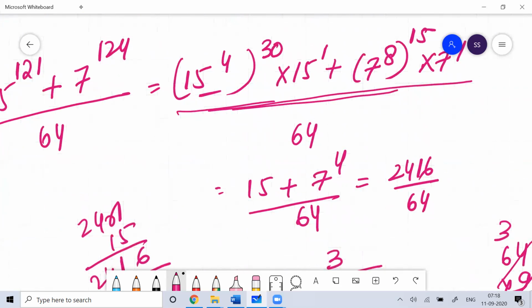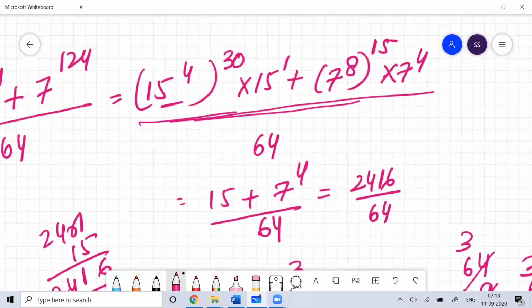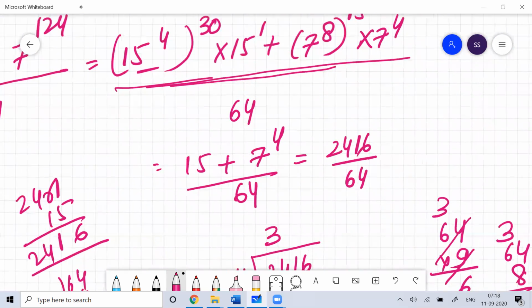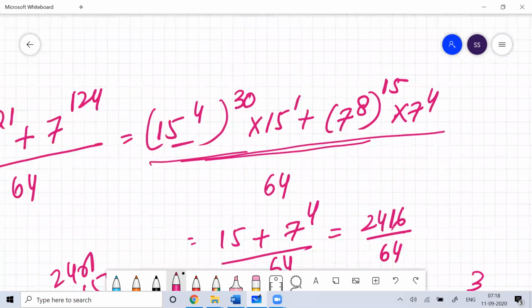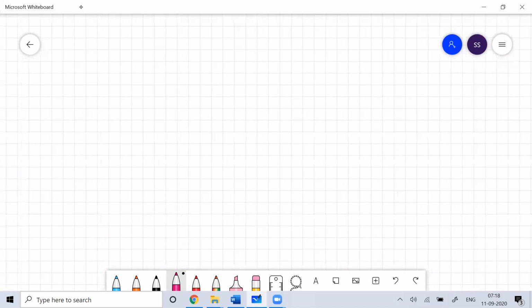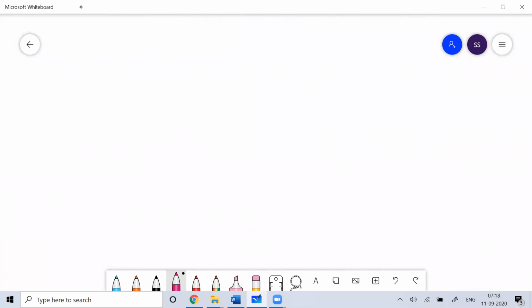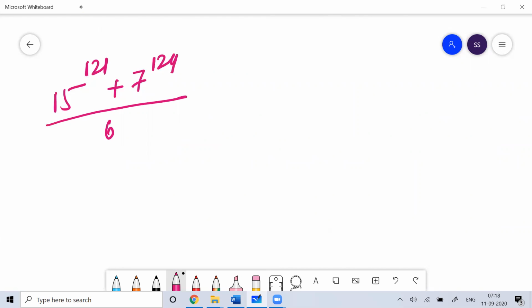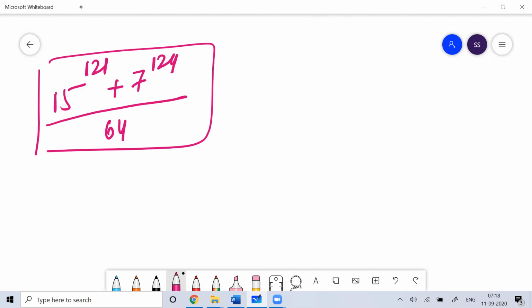So for this problem, the answer you are getting is 48. You can ignore the first mechanism I mentioned; do it like this. The answer for this problem is 48. So for 15 to the power 121 plus 7 to the power 124 divided by 64, I'll check the power of 15.